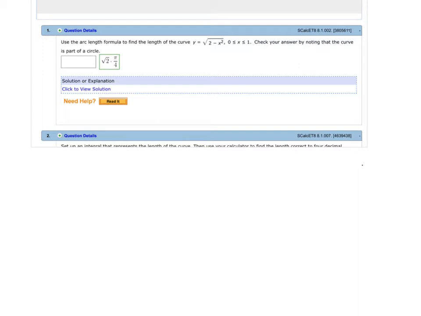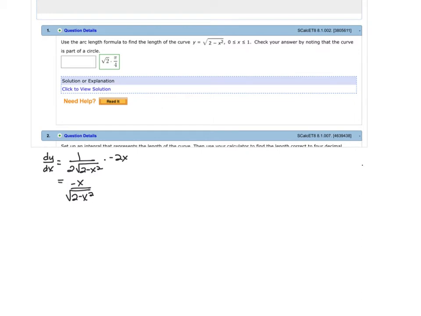So I'm going to apologize to you on number 1, and I want to show you what it looks like. We have this arc length formula here, and normally what we would do is set up an integral. Well, first we'd find the derivative. In finding this derivative, we would get 1 over 2 times the square root of 2 minus x squared times the chain of negative 2x. Simplified, this derivative would be negative x over the square root of 2 minus x squared.